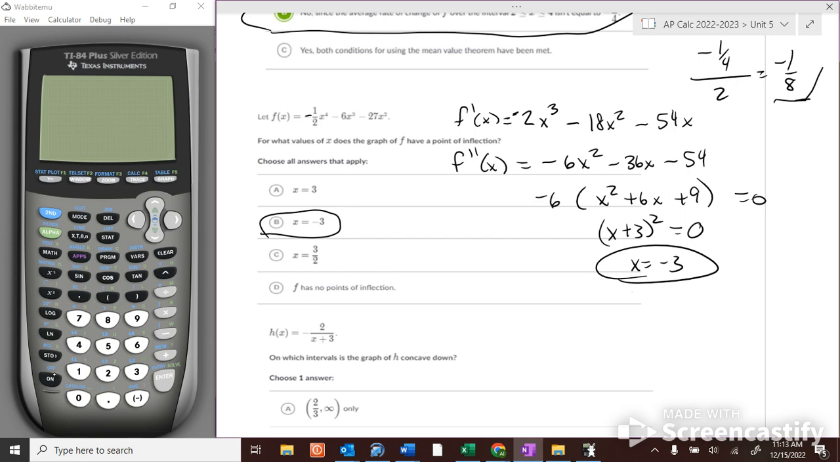So let's check this. Just to graph it, graph the original function just to see if negative 3 is a point of inflection. Turn on Y equals. Clear out what's there. Here we go. Negative 1/2 x raised to the 4th power minus 6x raised to the 3rd power minus 27x squared. Graph it.